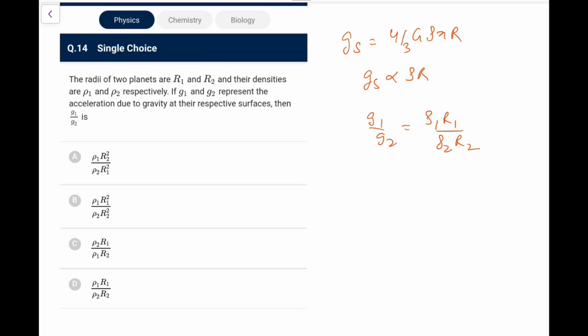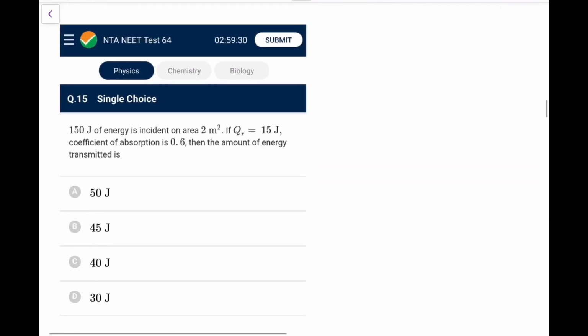That's an easy one if you remember this form. You can get it from GM by R squared, and writing M equal to 4/3 pi R cube into density. So you can get that. So this is option D. Again, an easy one if you know that.